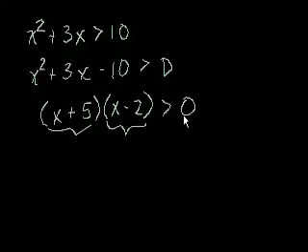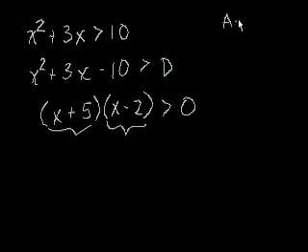Now, let's think about what happens when you multiply numbers. If they're both positive and you multiply them, then you get a positive number. And if they're both negative and you multiply them, then you also get a positive number, right? So we know that either both of these expressions are positive, or they're both negative, right? I know this might be a little confusing, but let me do something slightly separate out here.